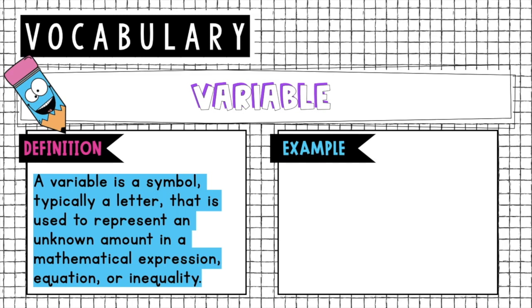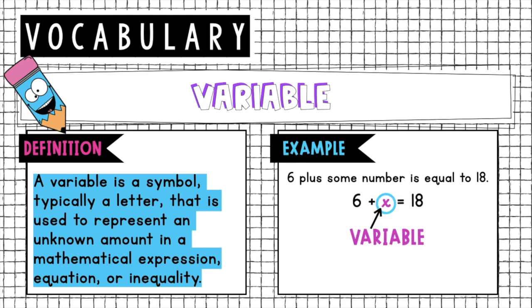Now let's look at an example. Let's say I want to write the equation to represent 6 plus some number is equal to 18. Instead of using a blank or a box or a question mark to represent that unknown amount, I'm going to use a variable. So my equation will look something like this. 6 plus x equals 18. In this case, I've used the letter x as a variable that represents the unknown amount that's being added to 6.